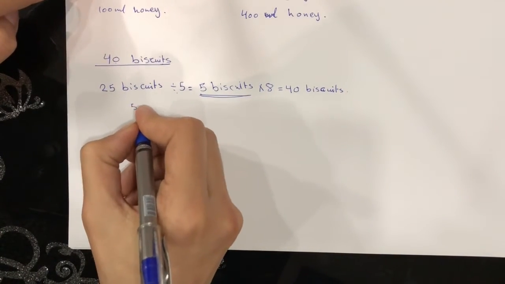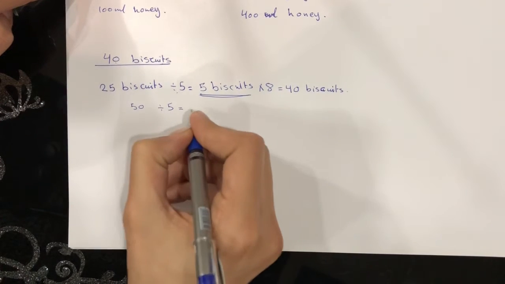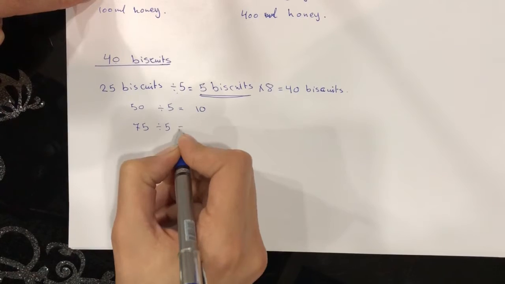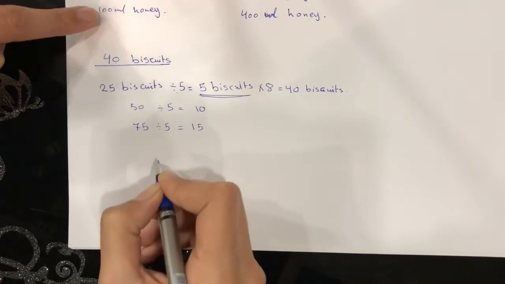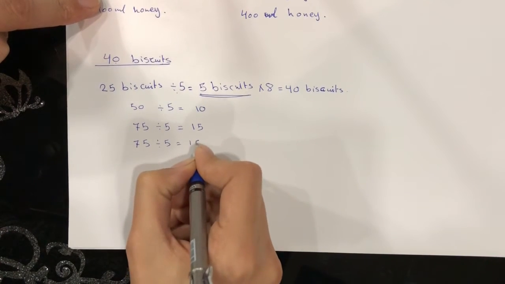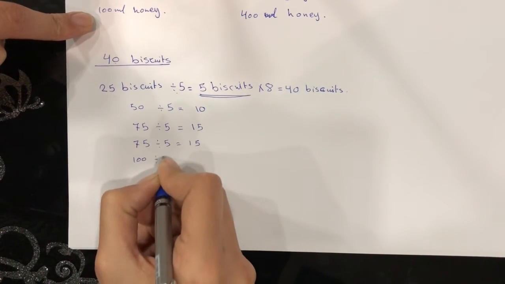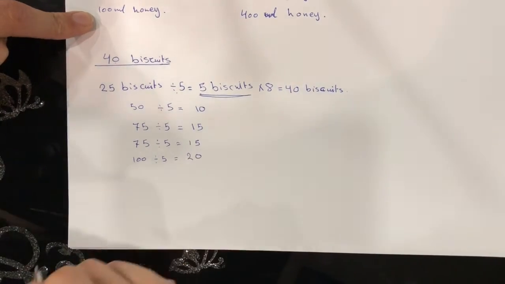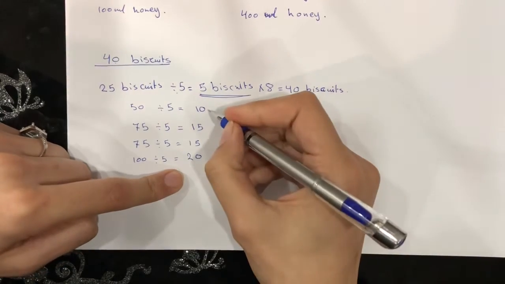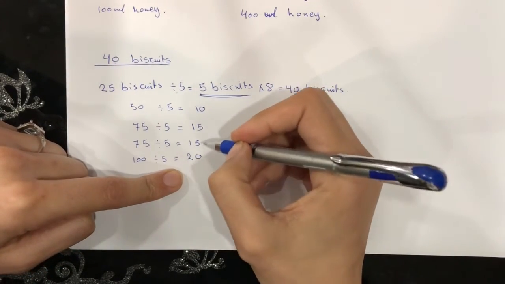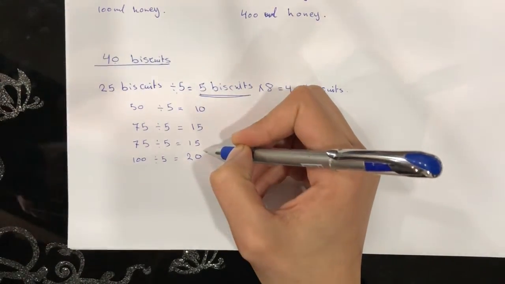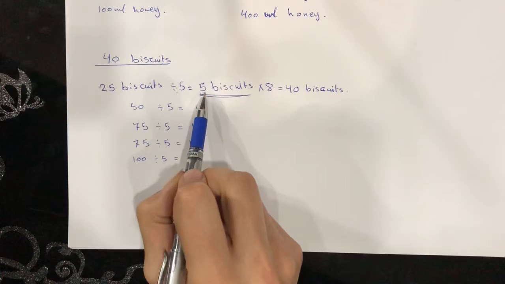So 50 grams divided by 5 will be 10. 75 grams divided by 5 will be 15. And 75 grams of icing sugar divided by 5 will also be 15. And then 100 divided by 5 will be 20. Now, these are all the ingredients: 10 grams of butter, 15 grams of flour, 15 grams of icing sugar, and 20 milliliters of honey. All of these ingredients are needed to make 5 biscuits.